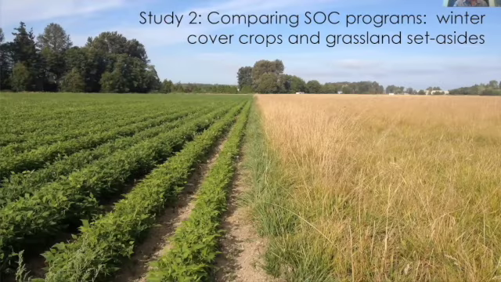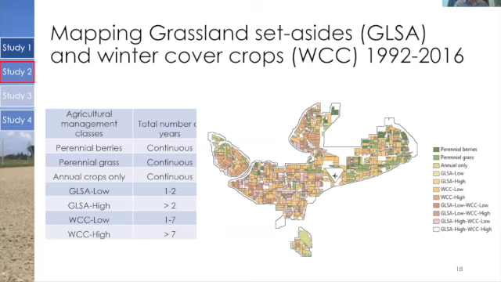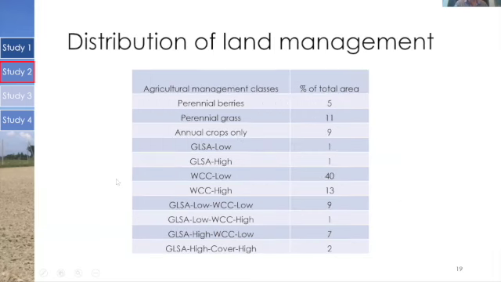So in the next study that Sid was also working on, we looked at specific management practices. So in particular, beneficial management practices of winter cover crops and grassland set-asides. So we could do this because we had a very detailed inventory from the Delta Farmland and Wildlife Trust. They've been promoting these practices since 1992. And so here we've mapped out basically the fields that have grassland set-asides and winter cover crops in different concentrations over the years, and compared those to perennials and annual crops in the region of Delta. So unfortunately, we just had this data for Delta only.